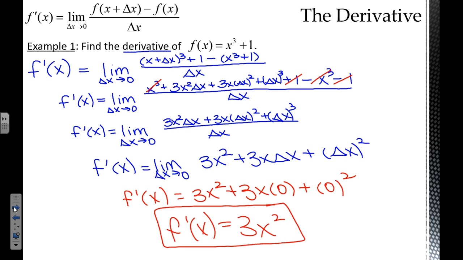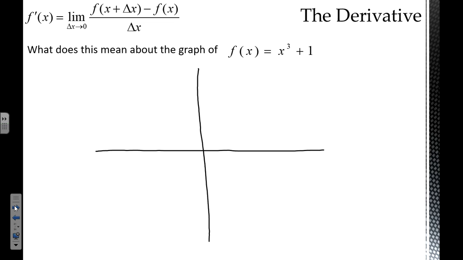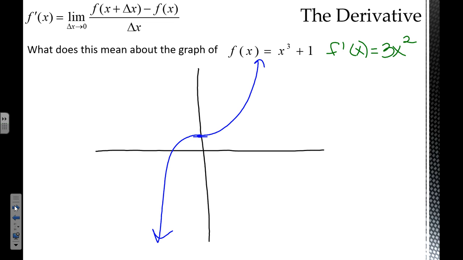Okay? What does that mean? You told me, Mrs. Holman, that this represents the instantaneous rate of change. It represents the slope of the tangent line. Let's talk about what this means. Okay? So let's think about our graph. And this is not going to be like my most spectacular graph, but we'll make it work. X cubed plus 1. Do you agree with my graph? Okay, thank you. We found our derivative to be 3x squared.